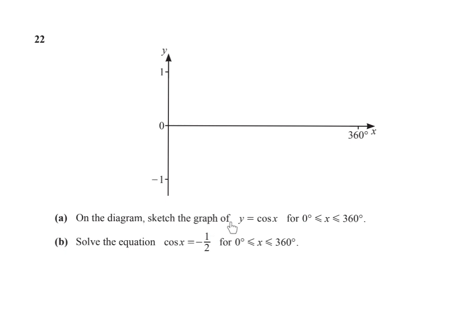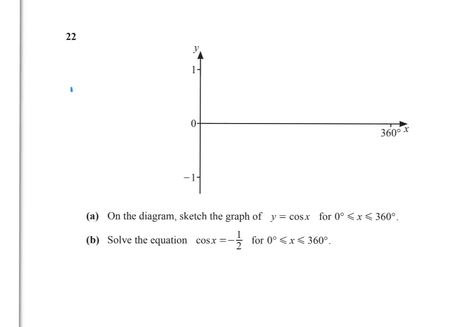22. On the diagram, sketch the graph y equal cosine of x, and x more than or equal 0 and less than or equal 360. For cosine, y equal cosine of x, this is the graph for cosine. Start from 1, then go down till negative 1, then go up till 1.